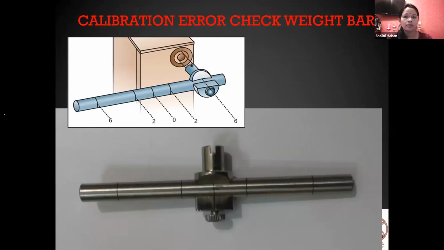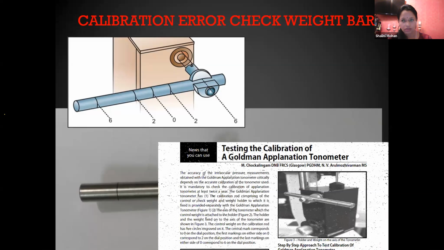For checking the calibration error, which should be done once in 6 months, you have a calibration rod like this. You have 3 markings on each side. The center one is the 0 here. The second marking on both sides corresponds to 2, and the third one corresponds to 6. You have a slot in your slit lamp where you can fix this calibration rod, and then you can check your calibration. If there is a problem with the calibration, then you have to send your instrument to the manufacturer. You can check it, but you cannot correct it yourself. Better to send it to the manufacturer.